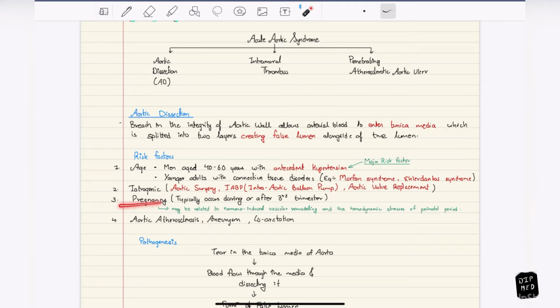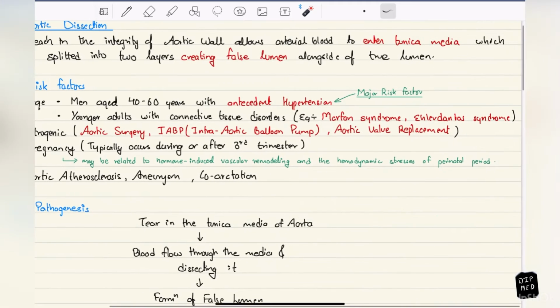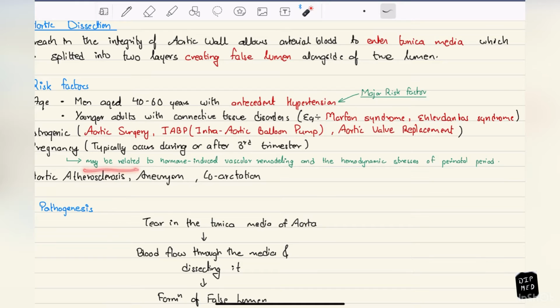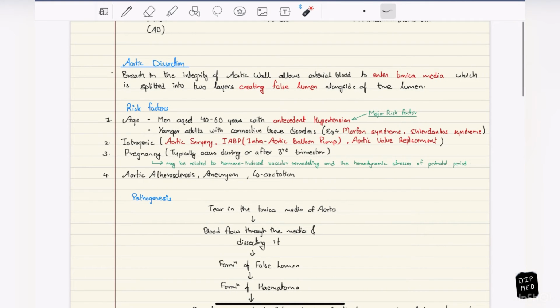Pregnancy also can lead to aortic dissection, which typically occurs during or after the third trimester. In pregnancy, it may be related to hormone-induced vascular remodeling and the hemodynamic stresses of the perinatal period. Other aortic conditions like aortic atherosclerosis, aneurysm, and coarctation can also lead to aortic dissection.